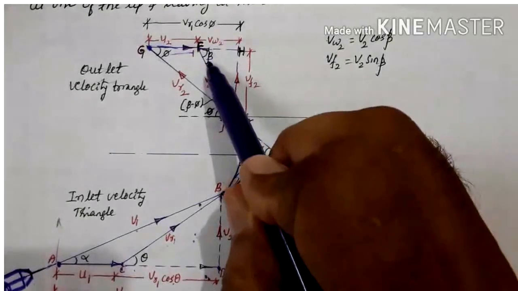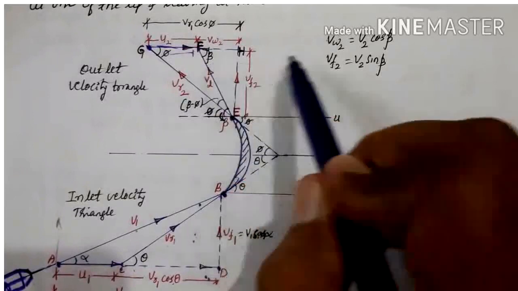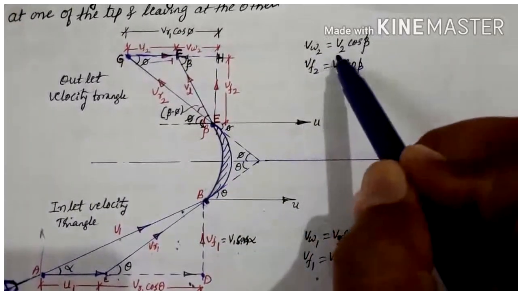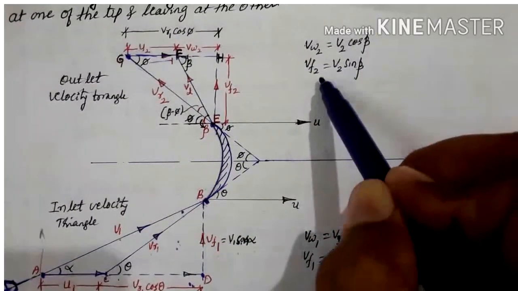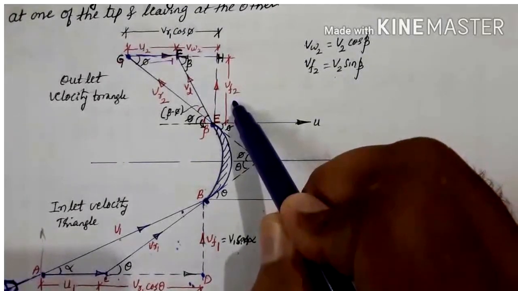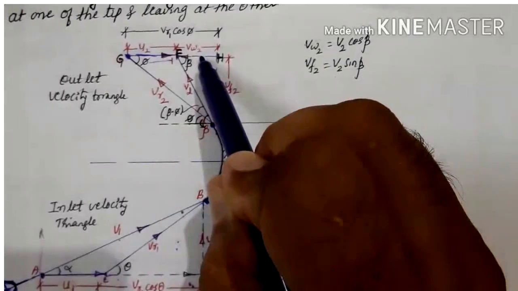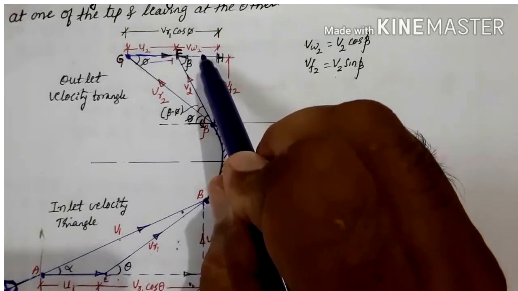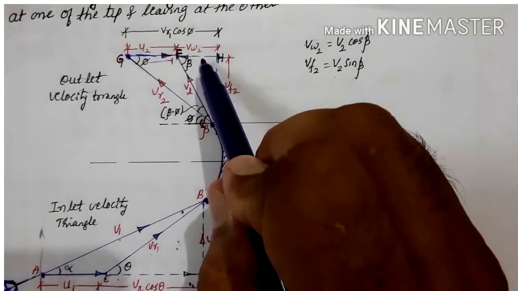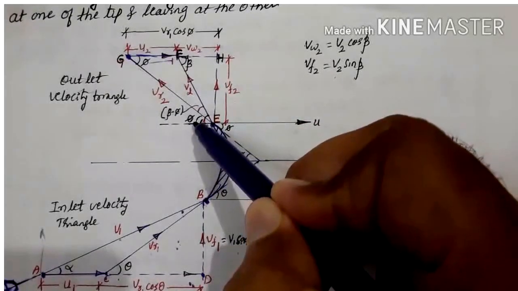The angle made by V2 with the horizontal is beta. Then VW2 will be V2 cos beta, and VF2 is V2 sin beta. So VF2 represents the velocity of flow at outlet, and VW2 represents the velocity of whirl, that is the rotational velocity at outlet.